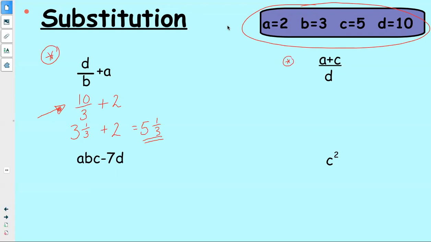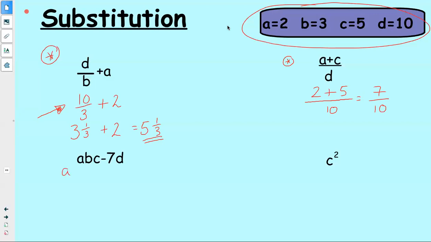Going over this way this time. A plus C divided by D. So your A is 2. Add your C, which is 5. All divided by that D, which is 10. So make sure you do the top part first. So 2 add 5 is 7 divided by your 10. And you can leave it like that in fraction form.